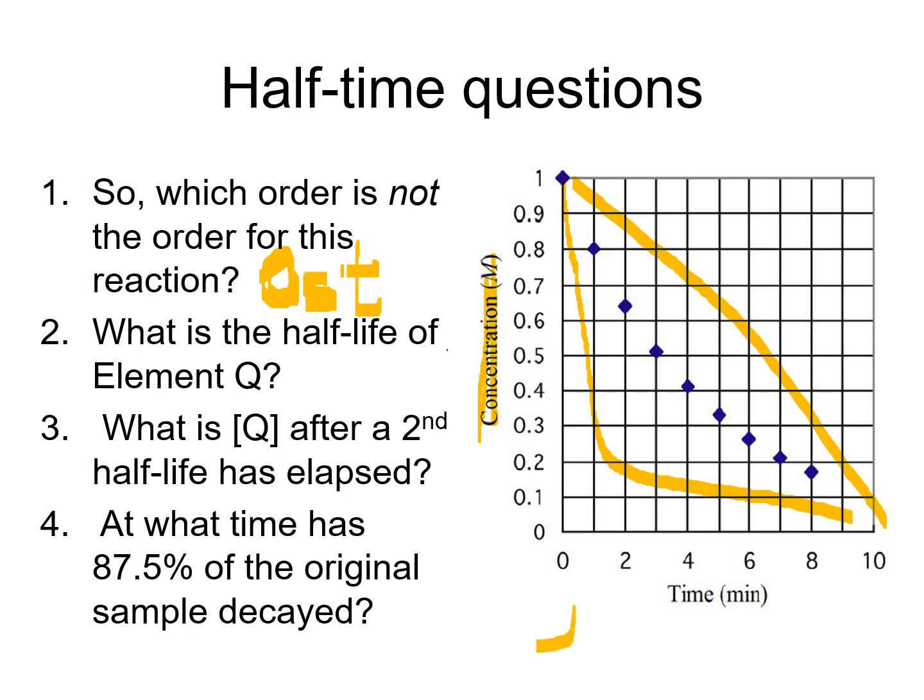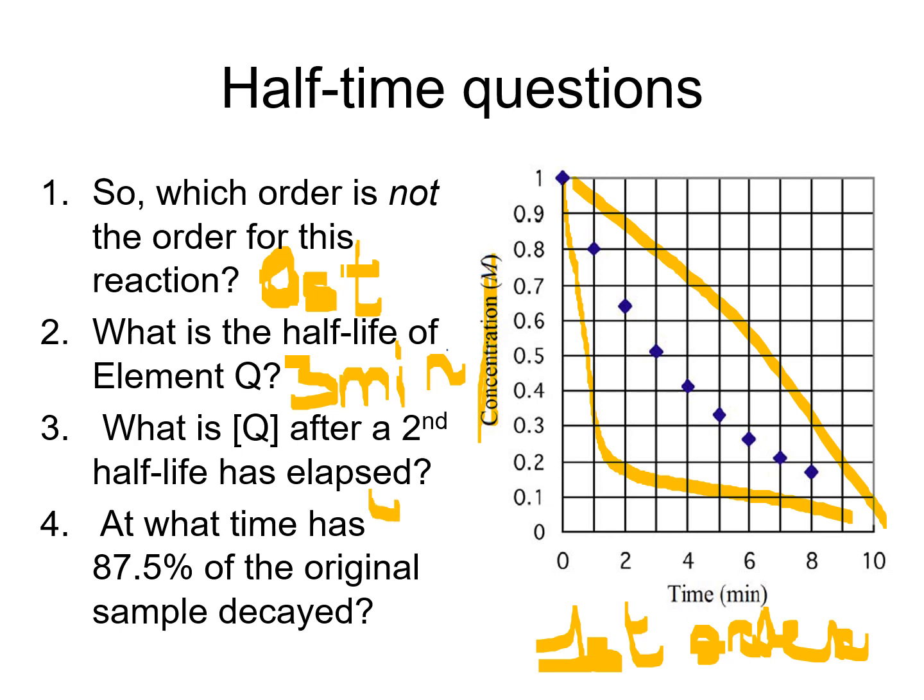That's telling me it's first order, because that's the one for which the half-life is constant, and the half-life is 3 minutes. What is Q after the second half-life? It is going to be 0.25, so 0.25.